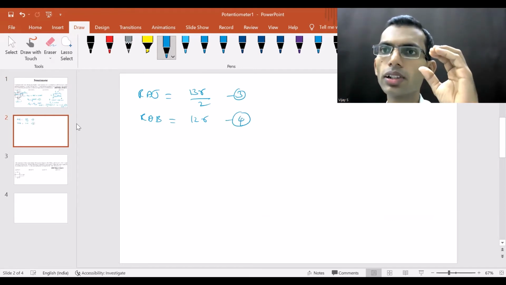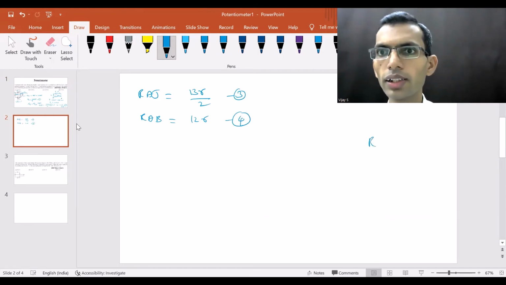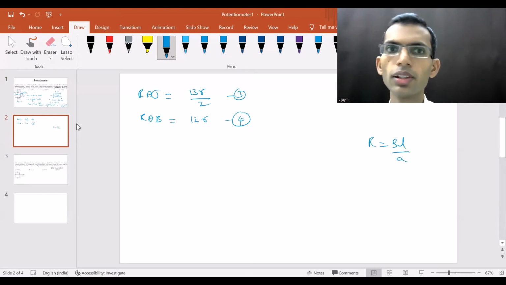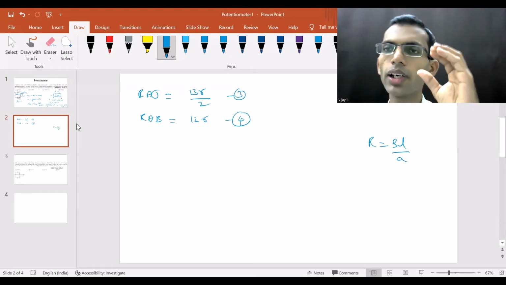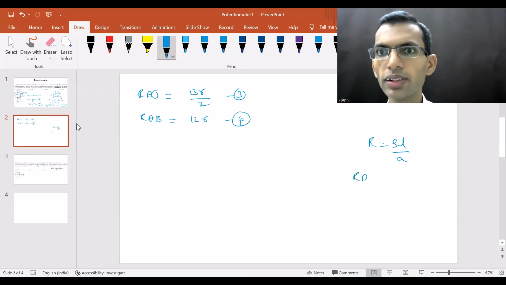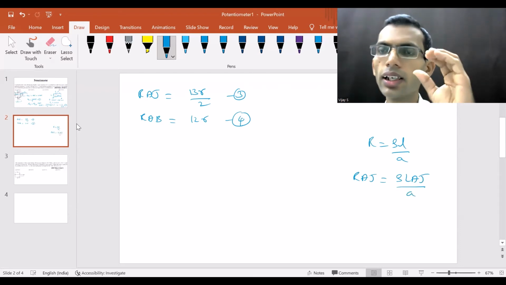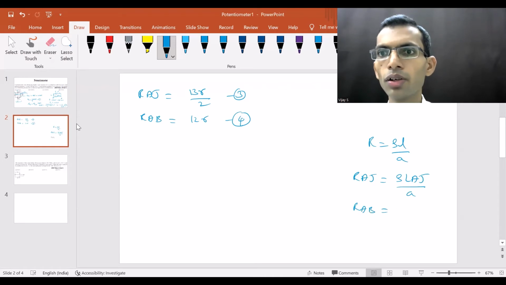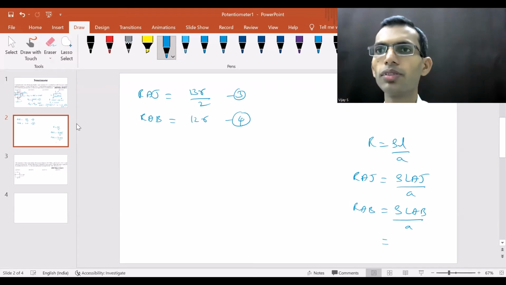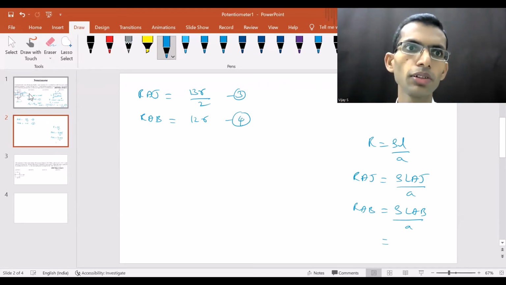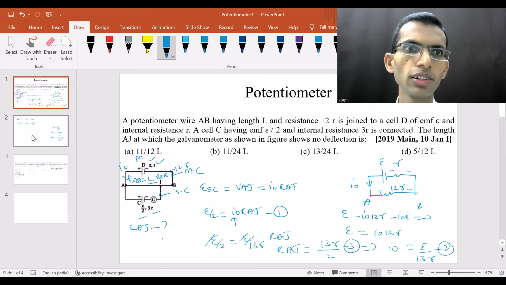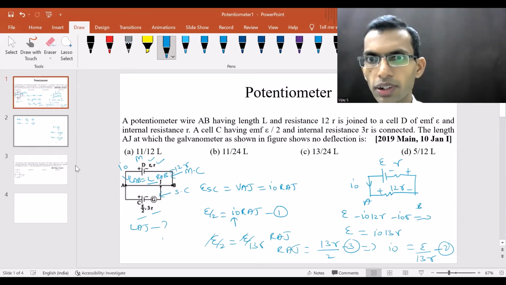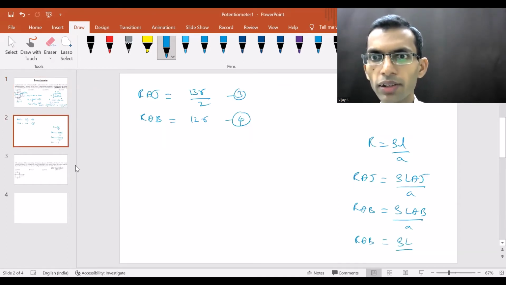But we know the resistance of the wire R is equal to rho L by A. That means the resistance of the wire AJ is RAJ equal to rho LAJ by A, where LAJ is the length of the wire between A and J. Similarly, RAB is equal to rho LAB by A. He gave LAB, the length of the wire AB, as L. So when we substitute, RAB is rho L by A.